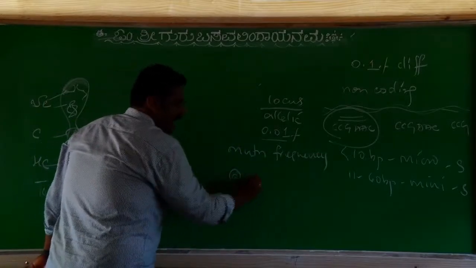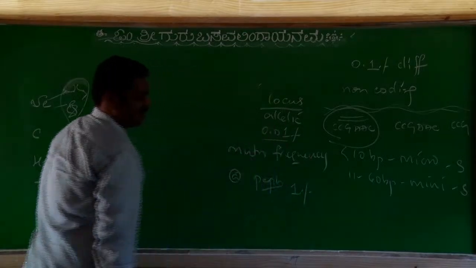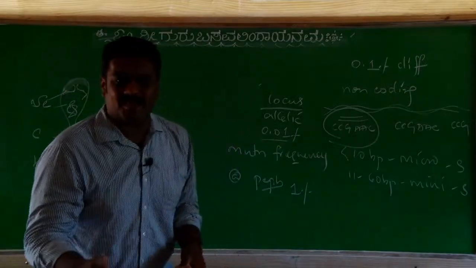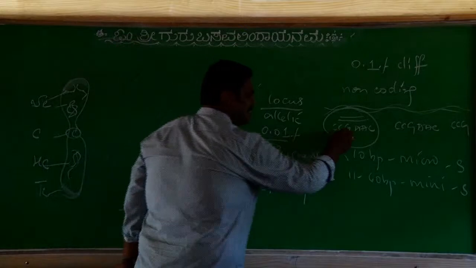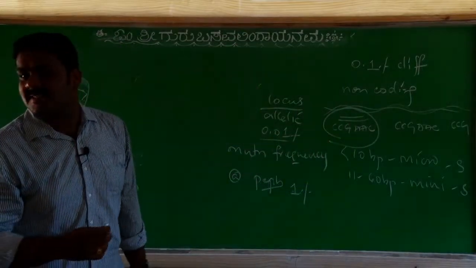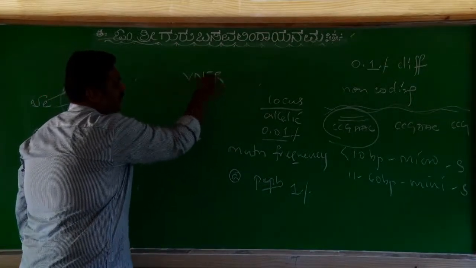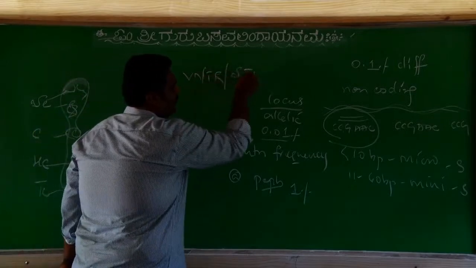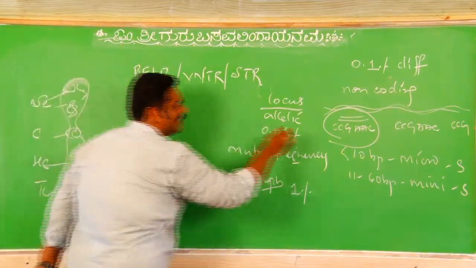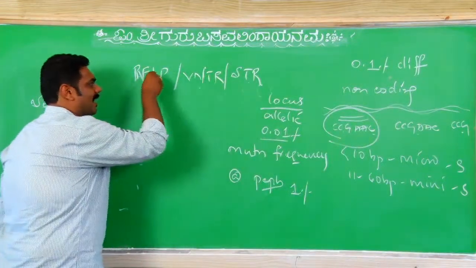At the level of population, 1% of mutation frequency can occur in these regions. In these regions, what you are calling a variable number of tandem repeats. What do you call such segments repeated again and again? We call it variable number of tandem repeats, also called short tandem repeats, also known as restriction fragment length polymorphism. These units are called short tandem repeats, VNTR, RFLP.